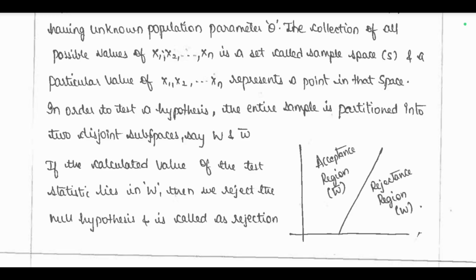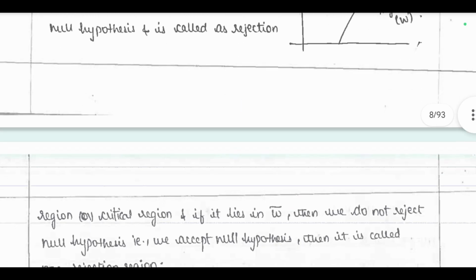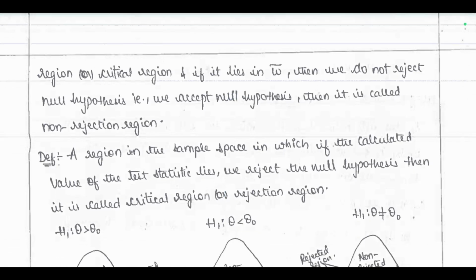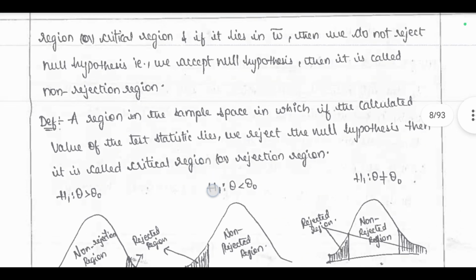Omega bar is said to be the acceptance region. If the calculated value of the test statistic lies in omega, then the null hypothesis is rejected, otherwise it is accepted. So here the rejection region is said to be the critical region. The definition: a region in the sample space in which, if the calculated value of the test statistic lies, we reject the null hypothesis, is called the critical region or rejection region.